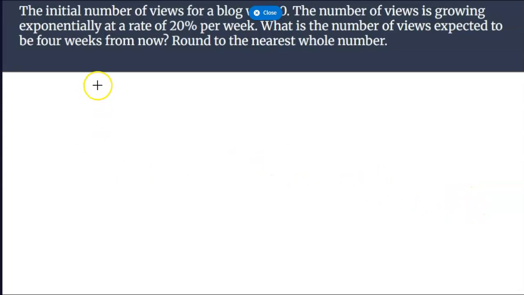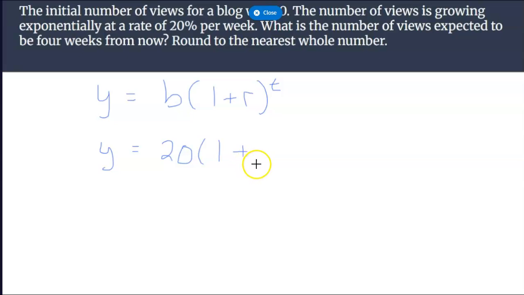Okay. We can go back to our formula here. y equals the original amount times 1 plus the rate as a decimal, raised to a certain power, which is time. All right, we start off with 20. The rate is 20%. So coincidentally, the rate of growth and the starting amount are the same. 0.2, and we want to know 4 weeks from now.